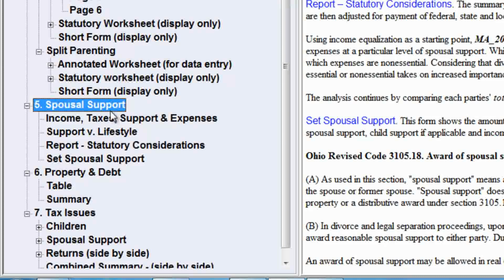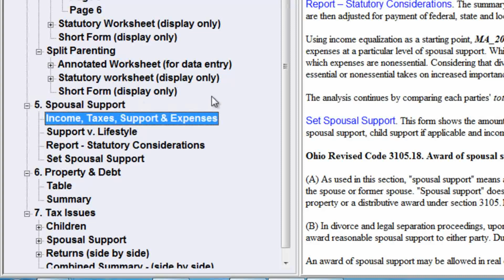Of the 4 available reports, the first, income, taxes, support, and expenses, may be the most informative. It's a descriptive name, but it's kind of long, so when we refer to it here at Puritas Springs, we usually call it the ITSE form. When it comes to an analysis of a particular spousal support amount, this is where you want to start.